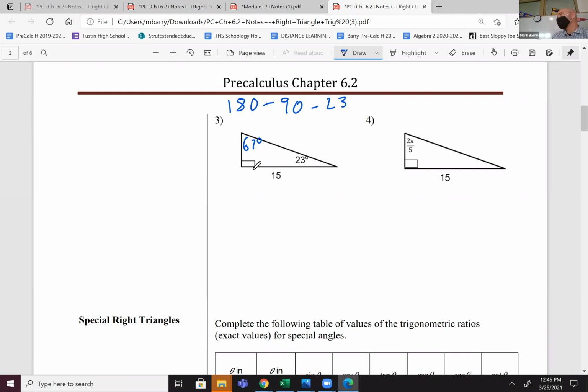Okay, so now we got to find the missing sides. And for that, I'm going to have to use SOHCAHTOA. So I need to pick an angle. I can either use 67 or 23. Either one's fine, but I just have to pick one and go with it. I'm going to choose 23. So from 23, this way is my opposite. I know opposite of the right angle is the hypotenuse. And that means that the 15 by default must be the adjacent.